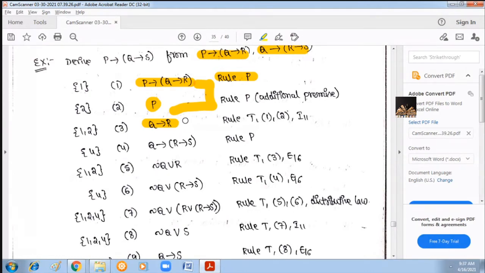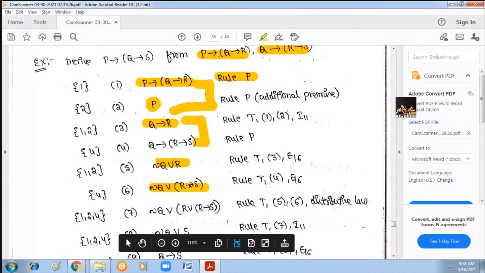So before you combine this, what you can do is you can just convert these two. Actually, first you have to convert this Q tends to R into negation Q union R. In the same way, convert this into negation Q union R tends to S.